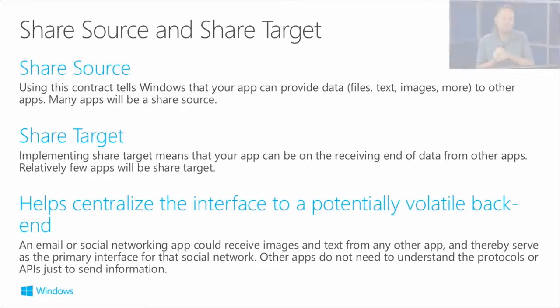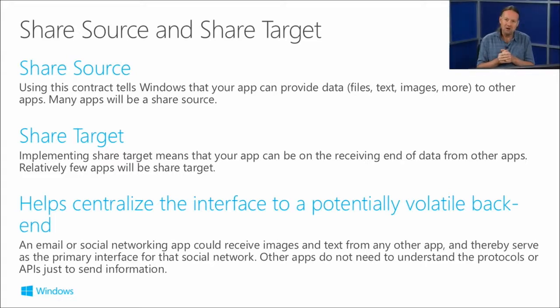If you implement the share target part of the share contract in your app, you're saying to Windows, hey, I know how to handle text. I know how to handle shared images. I know I can do this. So you then make yourself available to be on the receiving end of this. And this kind of decoupling helps handle this potentially volatile situation where you never know what's going to be the next greatest sharing target.